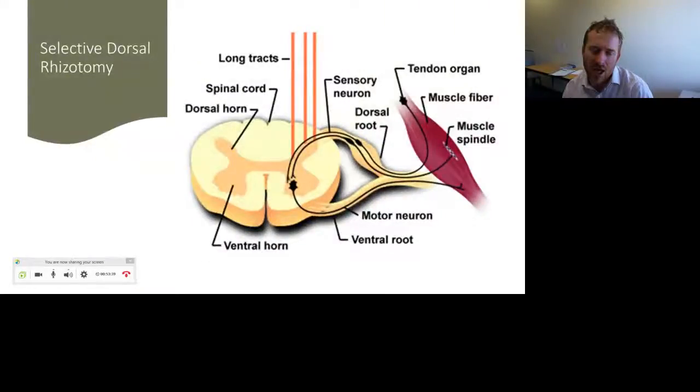I just wanted to talk here about selective dorsal rhizotomy. So selective dorsal rhizotomy, dorsal meaning dissection of the dorsal sensory nerve rootlets. So the way this works is by interruption of the reflex motor arc and dampening down of that and reducing spasticity.